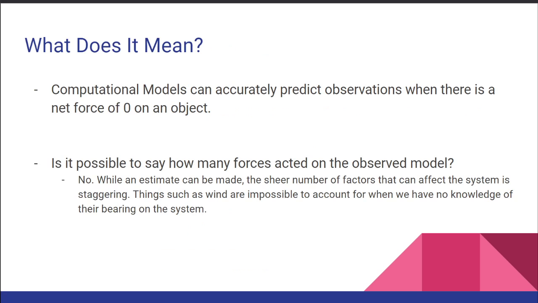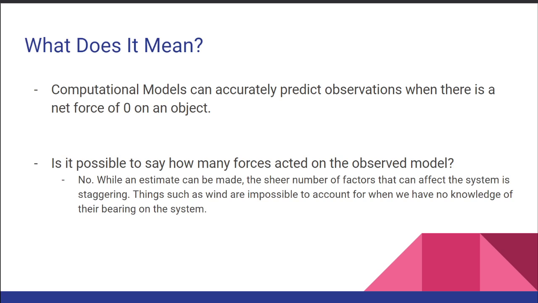So what does this all mean? Well, the experiment proves that computational models can accurately predict observations. And this is especially true when a system has a net force of 0. It also shows that Newton's second law is extremely useful for predicting the velocities and positions of objects.